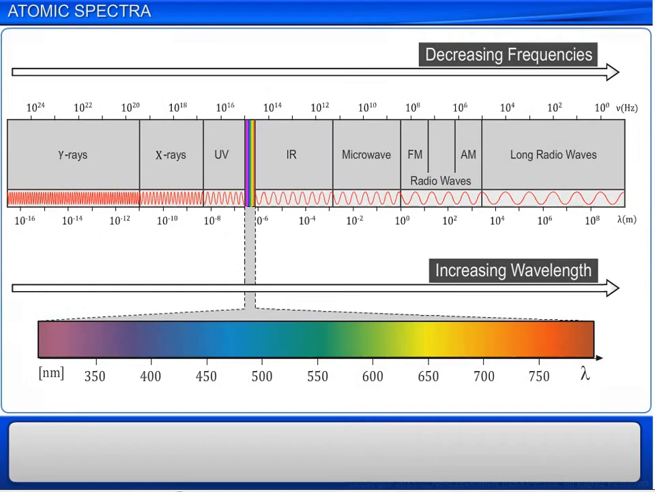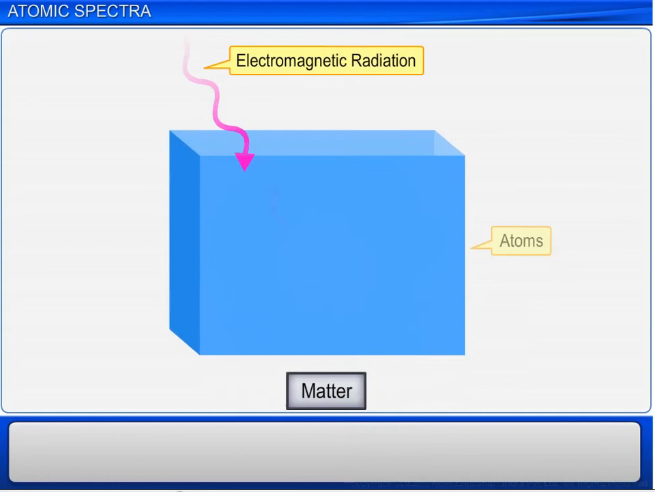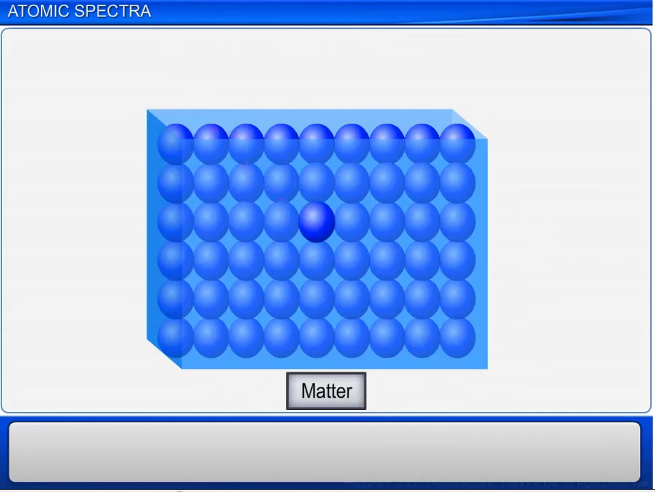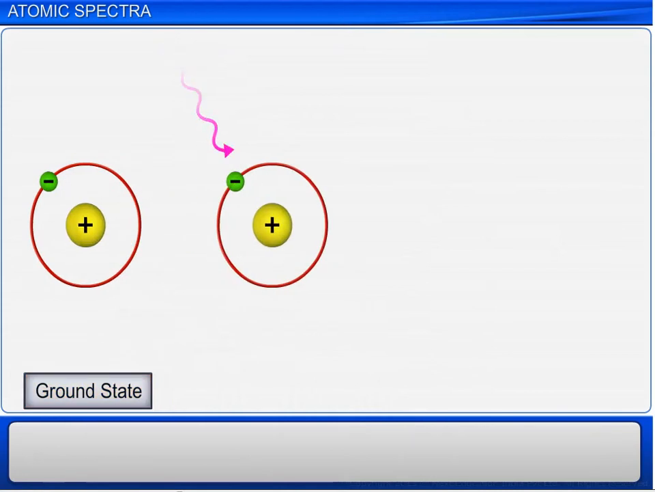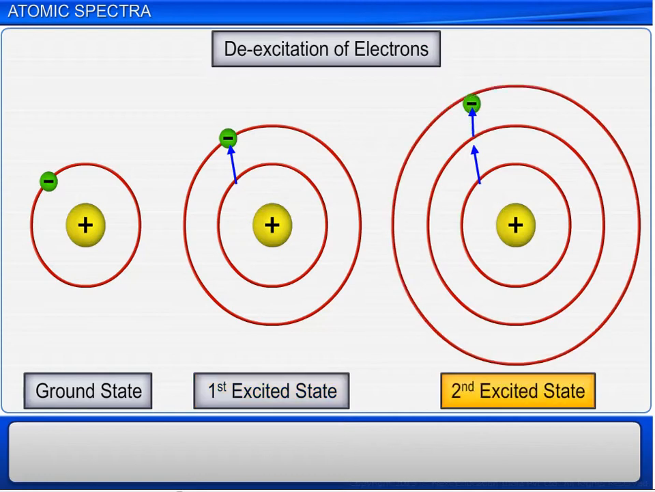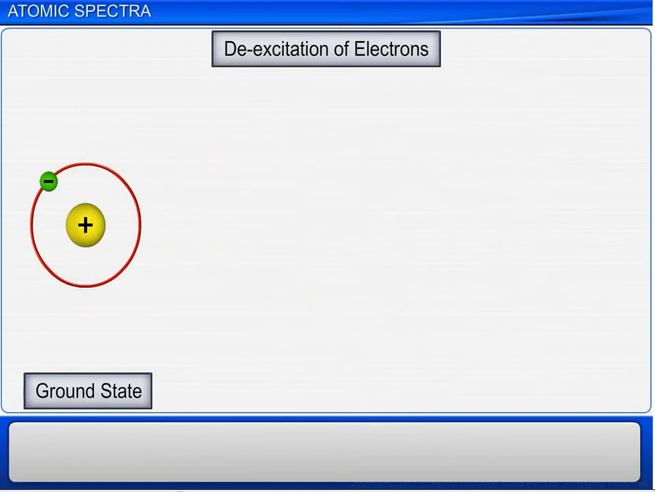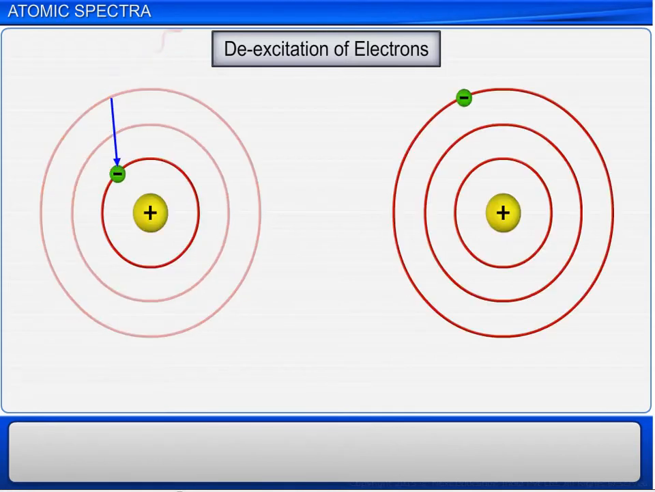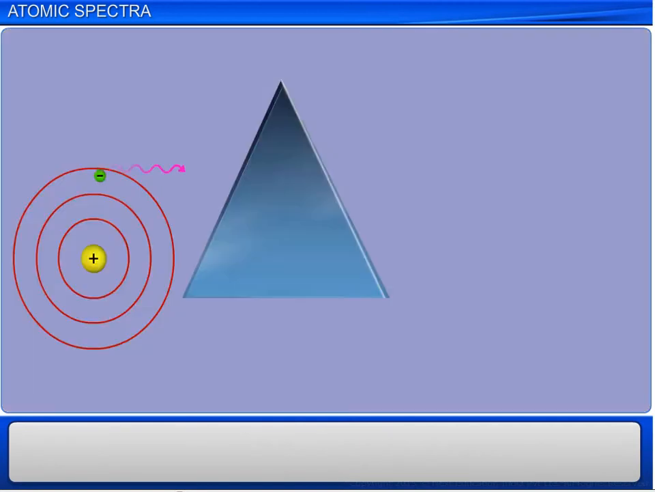When electromagnetic radiation interacts with matter, atoms and molecules absorb some part of the radiation and go to a higher, unstable energy state called excited state. As the atoms are unstable in their excited states, they tend to revert to their original state, called the ground state, by emitting the same amount of energy that they had absorbed earlier. This energy can be emitted in a single step or in a number of steps. Depending on the amount of energy emitted, a radiation of particular wavelength is obtained.